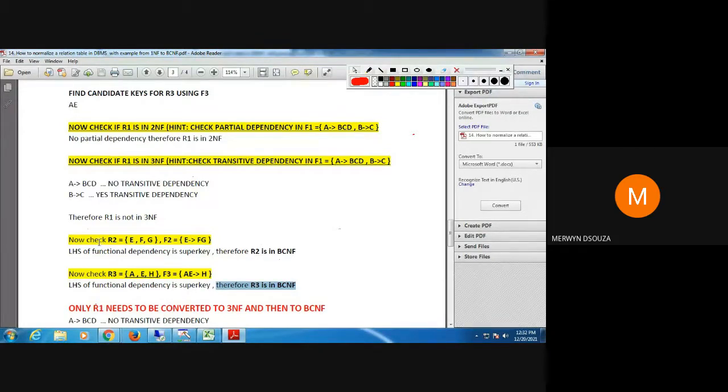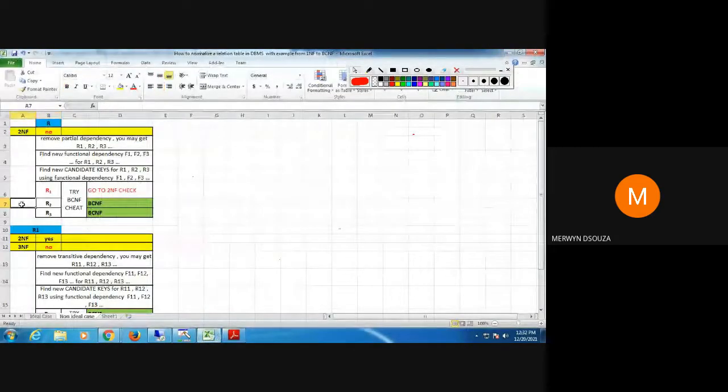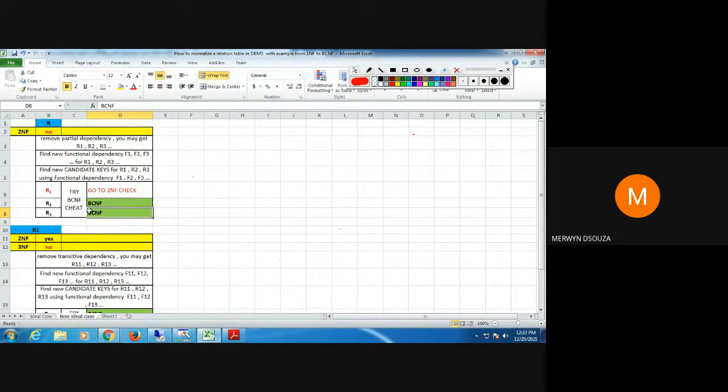So among these three sub relations R1, R2 and R3, I found out that R2 and R3 are already in BCNF. I have also marked it here to make it easier for you to understand. I'm trying the BCNF check, which is actually the BCNF definition. Now try the BCNF definition on R1 and you will fail. You can try that.